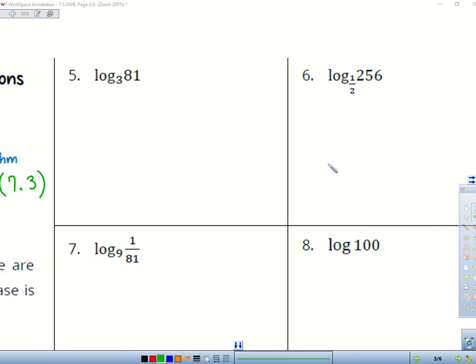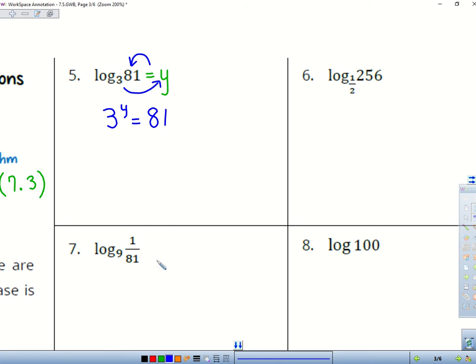All right, let's go ahead and try number 5. First thing you're going to do is you're going to set it equal to y. So whatever the variable is, you want the variable to be on the right side, backwards from how we usually do it. And now we're going to use our arrow rule. 3 to the y power is equal to what? 81.